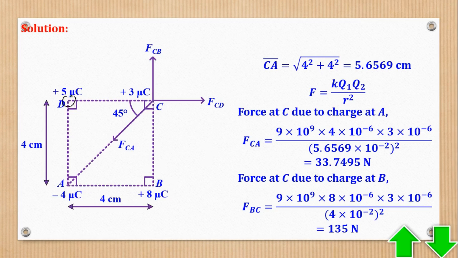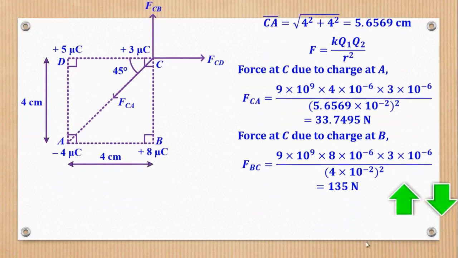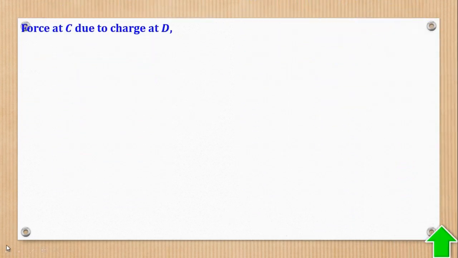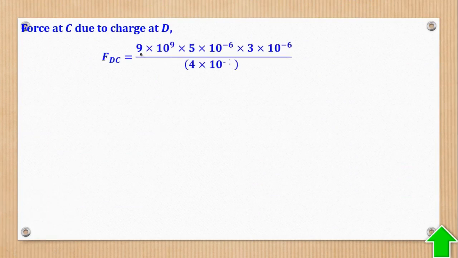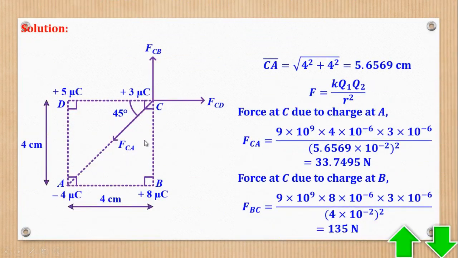Now we have to get force on C due to charge at D. So the charges are 5 and 3, and the separation is 4 centimeters. So we shall say that force on C due to charge at D is given by that. K, charge of 5, charge of 3 converted to coulombs, separation converted to meters, you come up with this. So we have got all the 3 forces. We have got this force, this force, and this force. And the question is, how do we get the resultant?